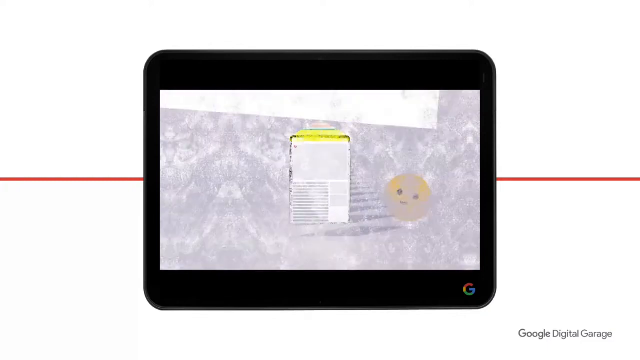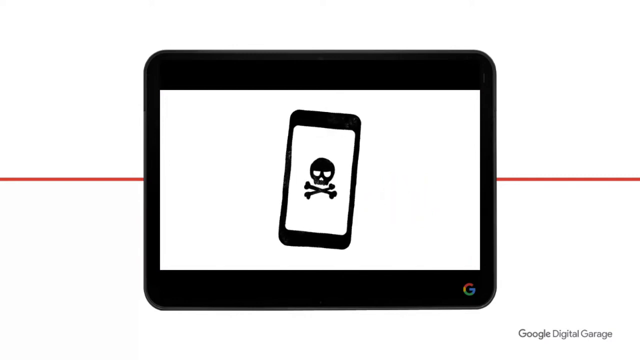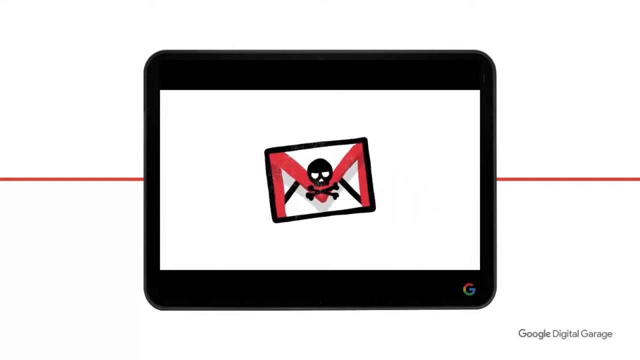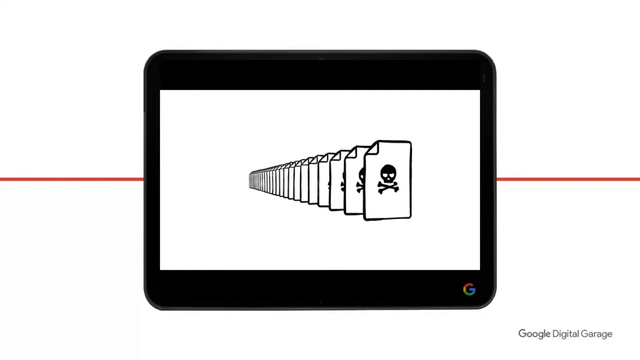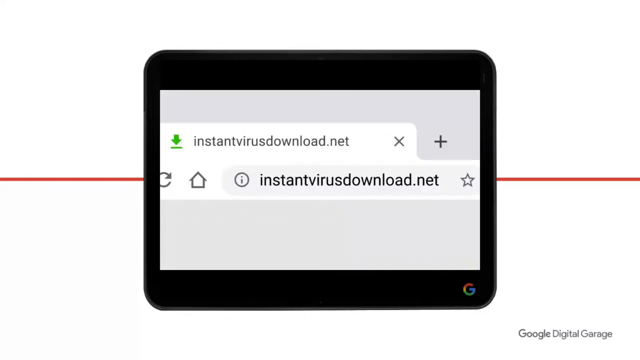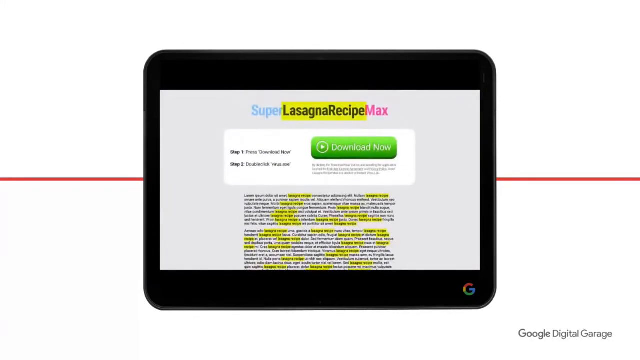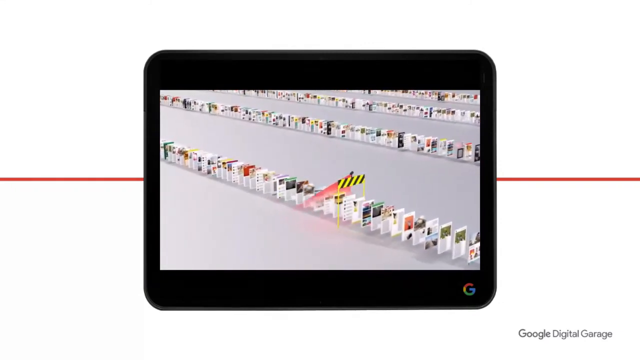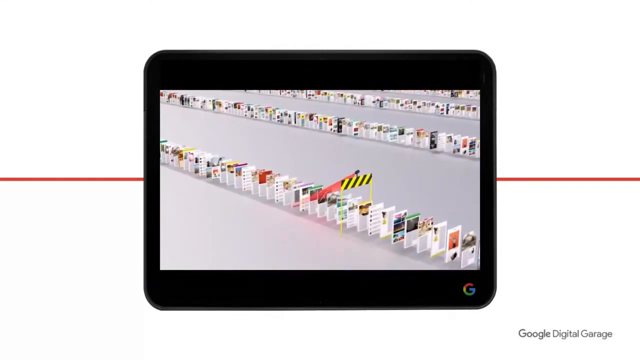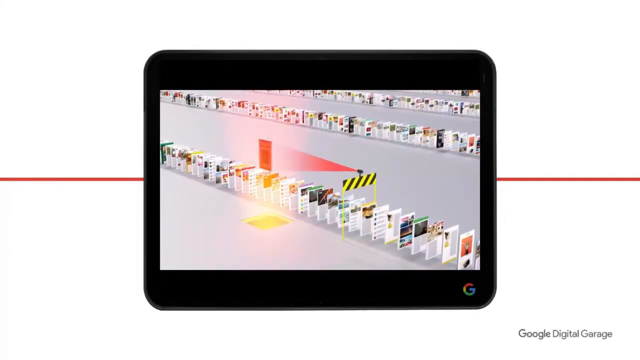Of course, not every site on the web is trying to be helpful. Just like with robocalls on your phone or spam in your email, there are a lot of sites that only exist to scam, and every day scammers upload millions more of them. So just because instantvirusdownload.net lists the words lasagna recipe 400 times, that doesn't mean it's going to help you make dinner. We spend a lot of time trying to stay one step ahead of tricks like these, making sure our algorithms can recognize scam sites and flag them before they make it to your search results page.